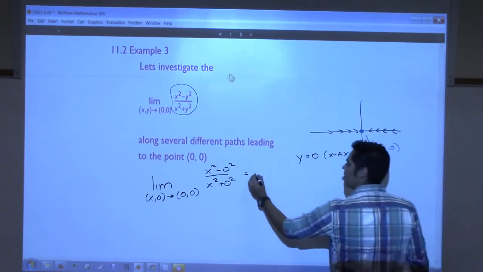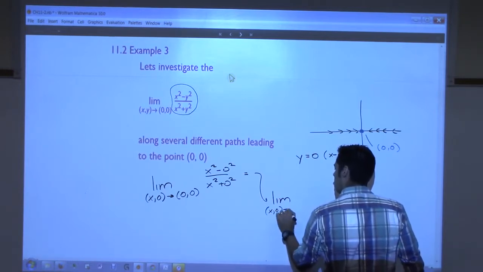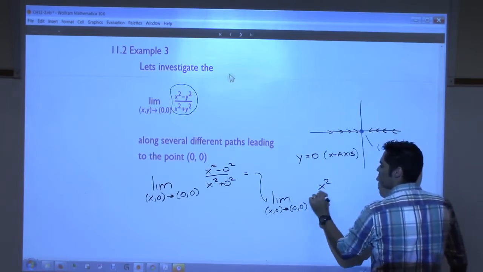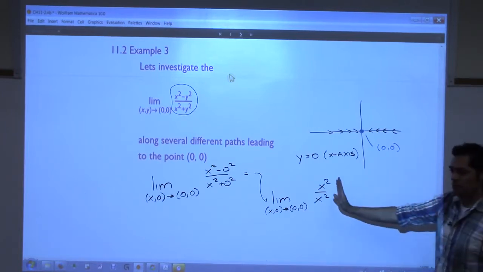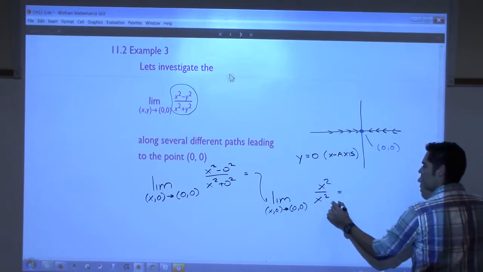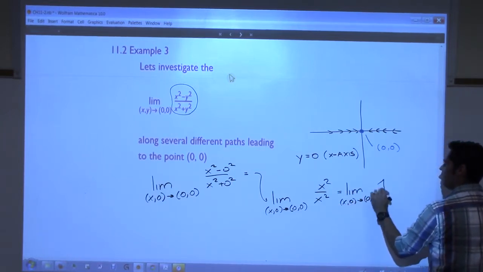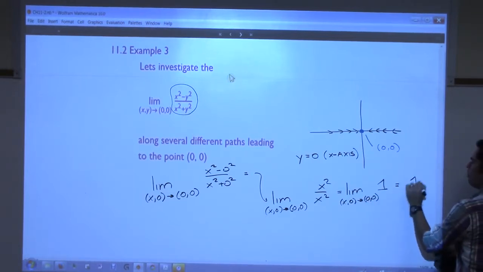Which equals the limit as x approaches 0 of, well, that's just x squared over x squared, right? And what's x squared over x squared? That's going to be 1, right? I can reduce this before I take the limit. So I'll write it one more time: the limit as x approaches 0 of 1. And what's the limit of a constant? Just the constant. So we get 1.